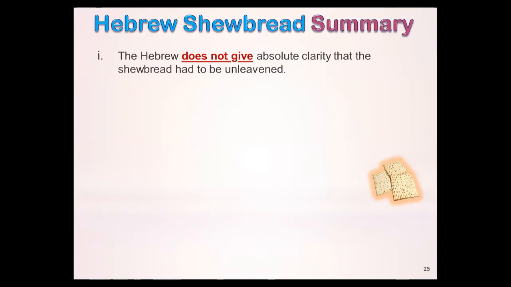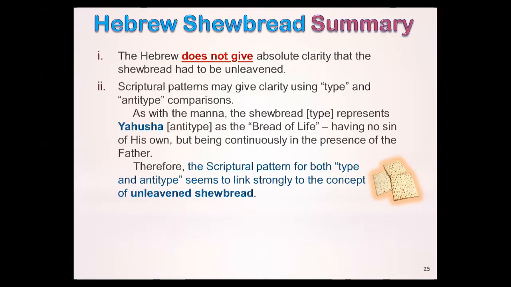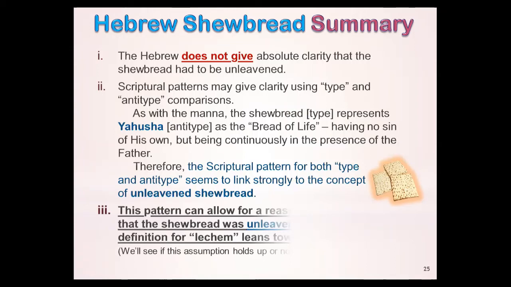Number one, the Hebrew does not give absolute clarity that the showbread had to be unleavened. That was kind of a surprise for me. And the scriptural patterns may give some clarity using type and antitype comparisons. But as with the manna, the showbread as a type represents Yahusha as the antitype, as the bread of life. And he had no sin of his own because he was the perfect Savior, and he was continuously in the presence of the Father.